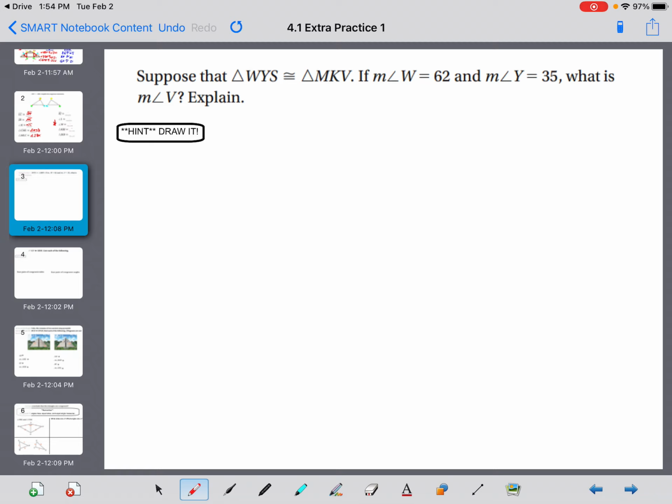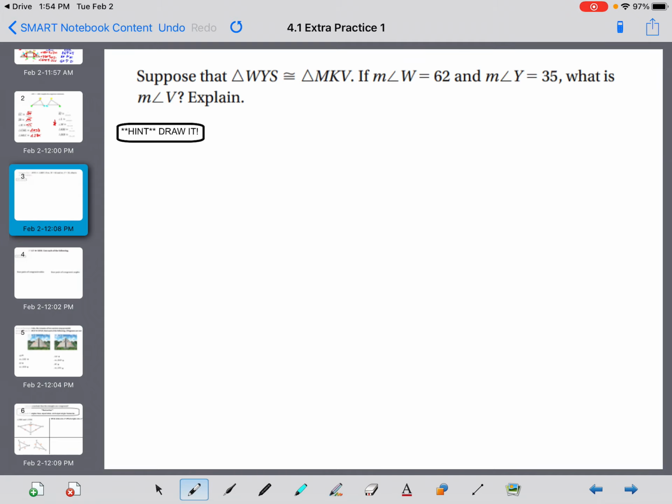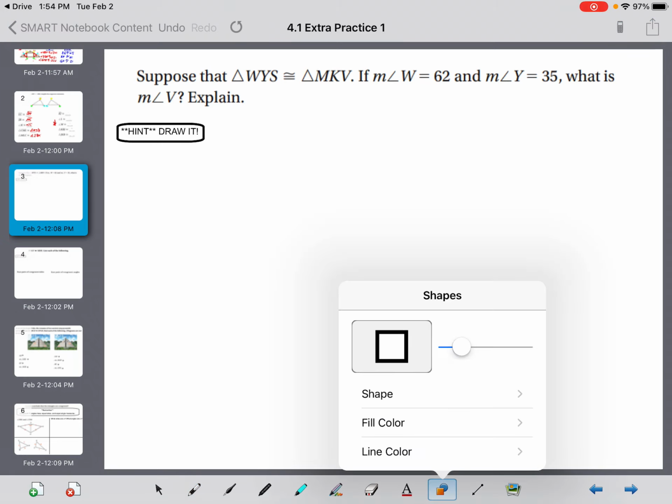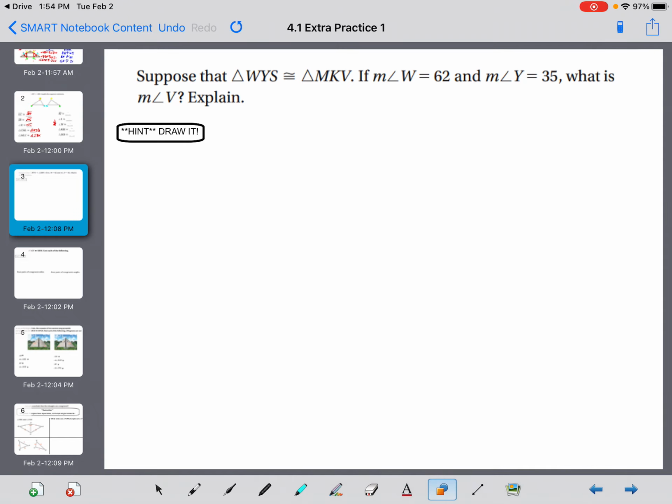All right, next it says suppose triangle WYS is congruent to triangle MKV. If the measure of angle W is 62 and the measure of angle Y is 35, what is the measure of angle V? Explain. So notice how I wrote to draw. Okay, draw it. Draw your triangles. Here's one.